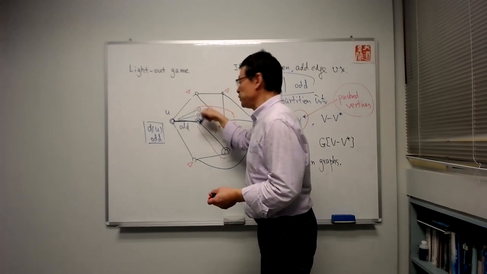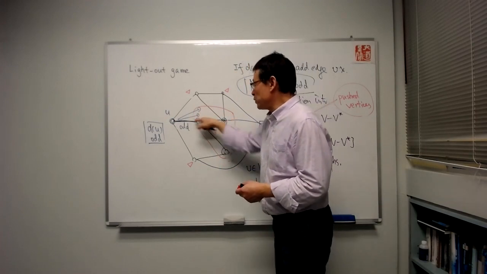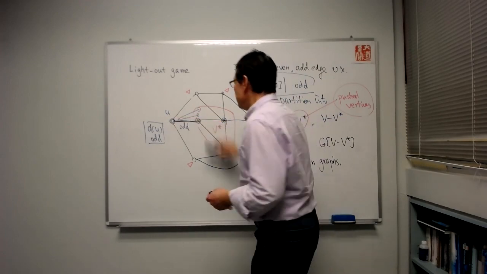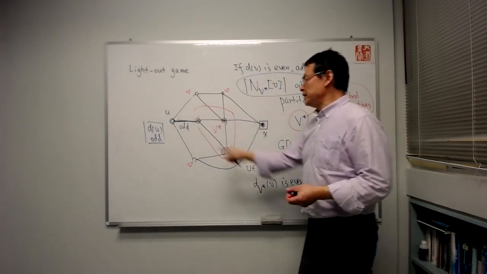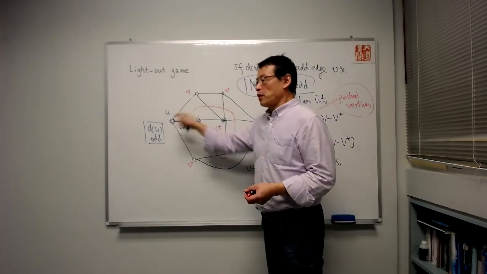So this one, this one, this one. According to this particular case, the degree is one, so we just push this vertex and we change the status. But in general, it's an odd number of times. Now we do not add an edge between u and x. So this one will be okay.